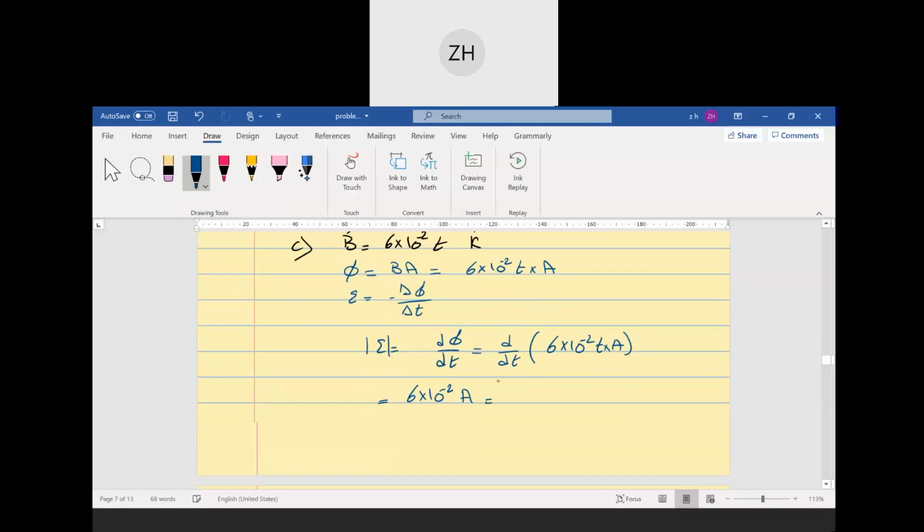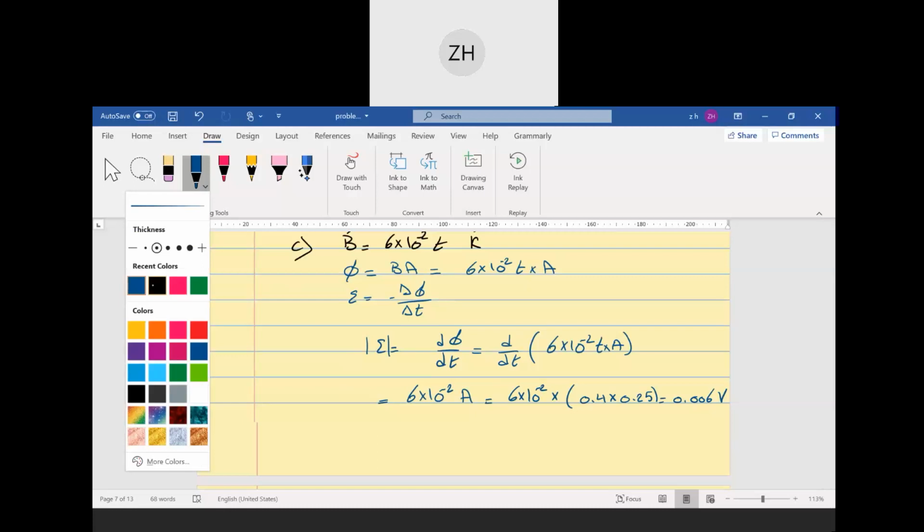If we substitute the value of the area, we are given the length is 40 centimeters, which is 0.4 meters. The width is 25 centimeters, so this is 0.25. And this will give us 0.006 volts. So this is the magnitude of the induced electromotive force.